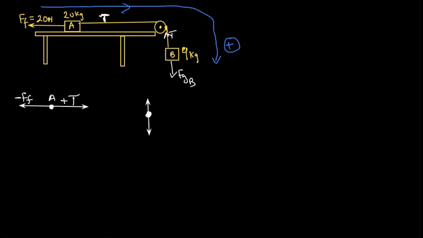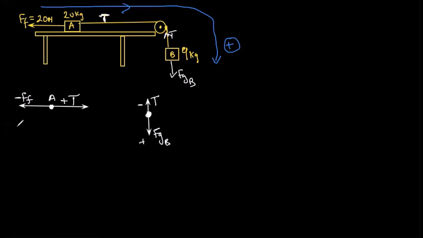Okay, so with mass B, the upward force is the tension, the downward force is the force of gravity of B. I'm going to consider the vertical forces because B is hanging. And in this case, according to the direction that you choose, downward is positive. So you're going to have a positive Fg and a negative tension. So now we're going to do the equations.